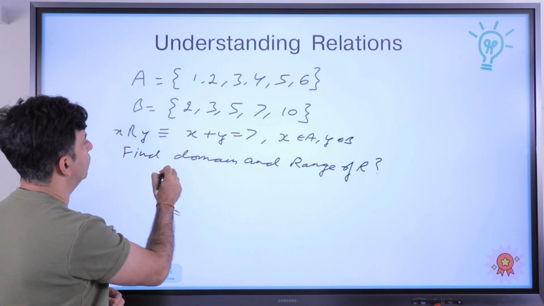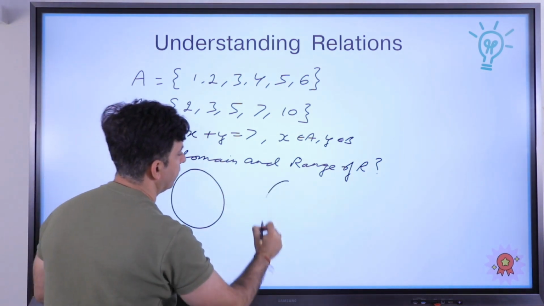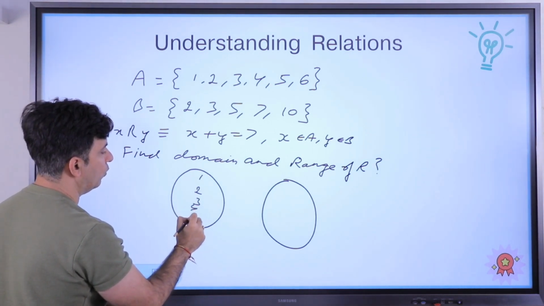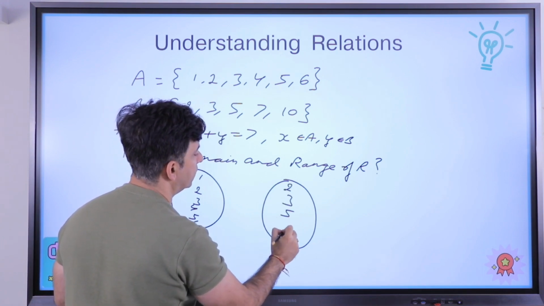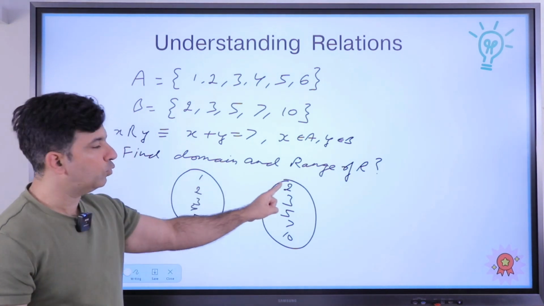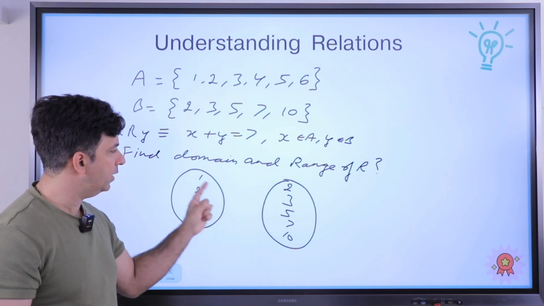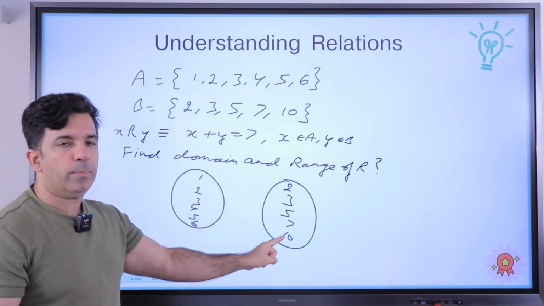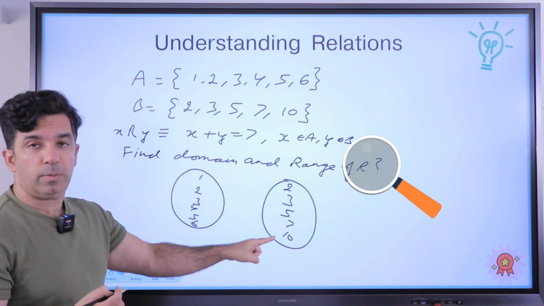So now let's just try to find the relation which is there. Over here the elements are 1, 2, 3, 4, 5 and 6, and over here this is 2, 3, 5, 7 and 10. So we can see that x plus y is equal to 7. So 1 plus 2 is not 7, 1 plus 3, 1 plus 5, 1 plus 7 and so on. In no case we are able to attach this 1 with any other number in this set so that it becomes equal to 7. So 1 is not connected with any element.